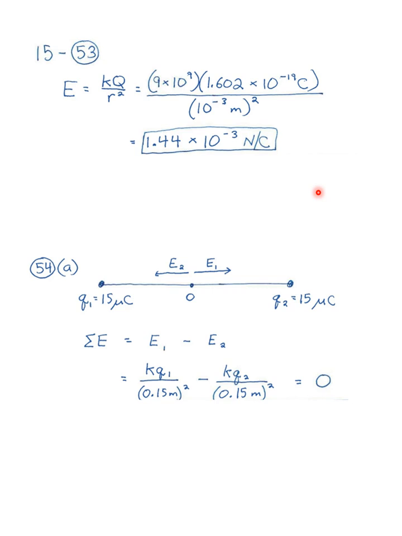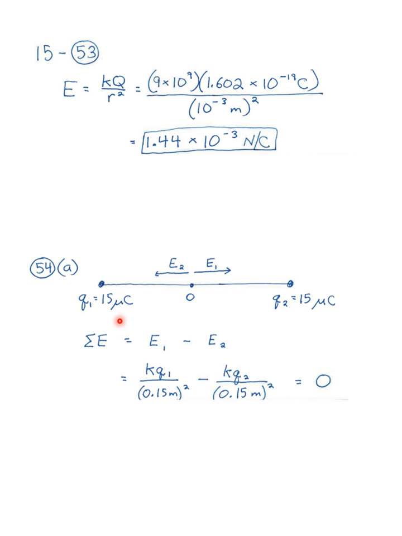Number 54, I only ask you to do part A because I just want to keep these homework questions one-dimensional. Two positive point charges, each 15 microcoulombs, lie along the x-axis. One's at negative 0.15 meters, the other's at positive 0.15 meters, as I've drawn in the picture. Find the electric field at the origin, so at 0, 0. Okay, nice one-dimensional problem. What is the electric field?